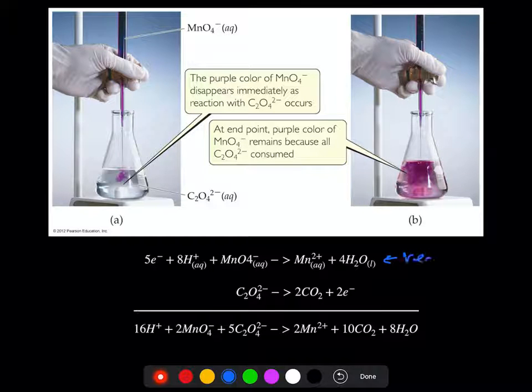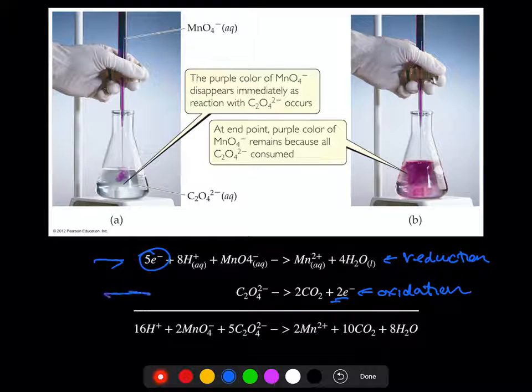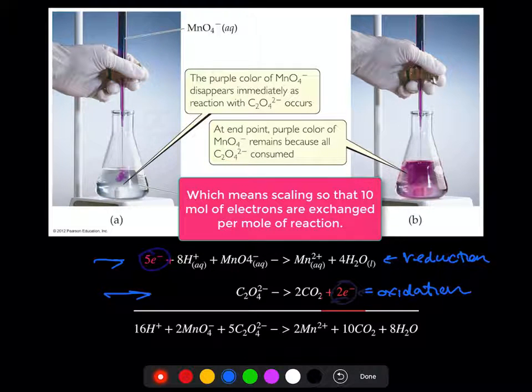This is our reduction half reaction, and we know it's reduction because I'm adding electrons. Here, this is our oxidation half reaction, and we know that because we are producing electrons. And so what you'll be given and what you're responsible for being able to do is, given this reaction and given this reaction, put them together and figure out how to come up with a whole balanced reaction, which really the key there is balancing the exchange of electrons.